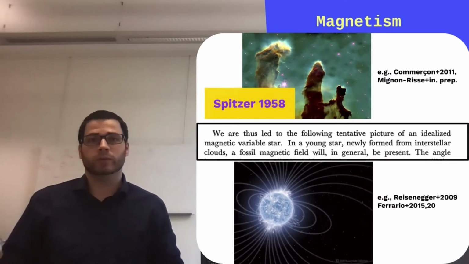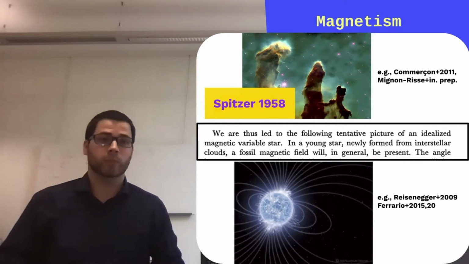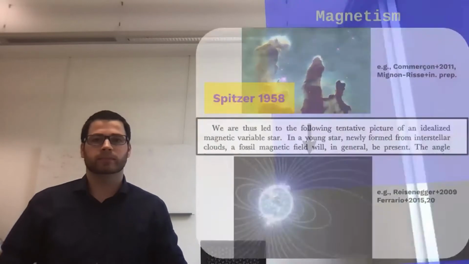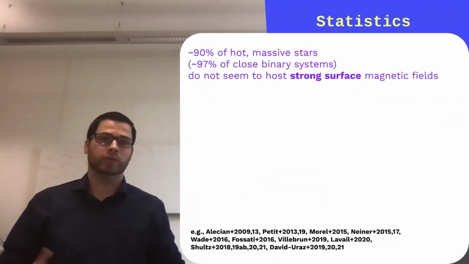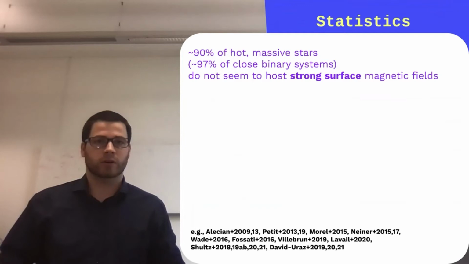In fact, Spitzer's conclusion was that given the available magnetic flux at star formation, stars should generally be magnetized. However, large-scale spectropolarimetric surveys have shown that in most cases, strong surface magnetic fields are not detected in massive stars. This could perhaps be explained by expelling and destroying the magnetic flux, or having a remnant field underneath the surface of the star.